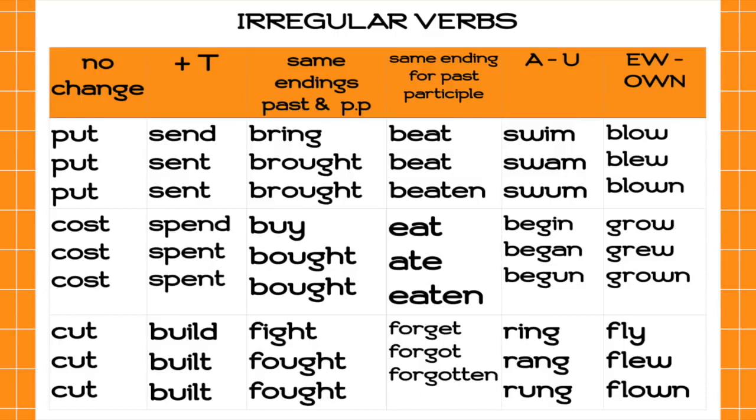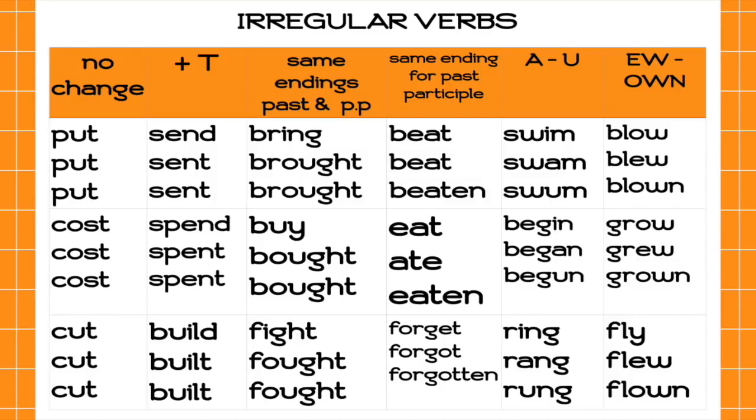Build, built, built. In my third group, I have some irregular verbs that have the same ending, and that is the O-U-G-H-T. So bring, brought, brought. Buy, bought, bought. Fight, fought, fought.